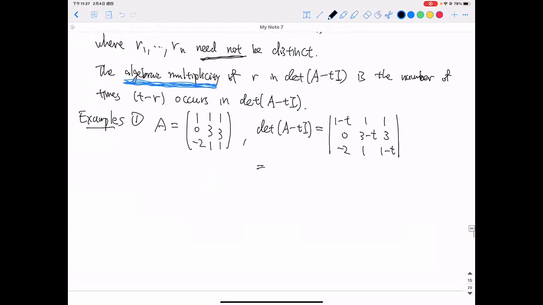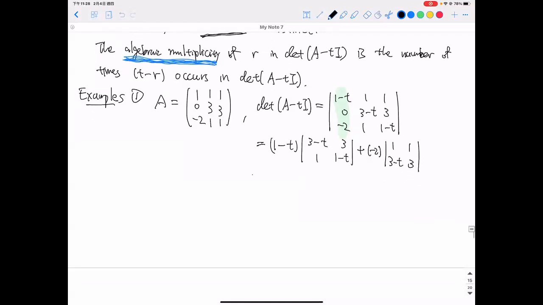Without much thinking, we're just going to compute it by expanding along the first column. So it's 1 minus t, and then the next term is skipped because it's a product with 0. So we only have the next term, 1, 1, 3 minus t, 3. Okay.